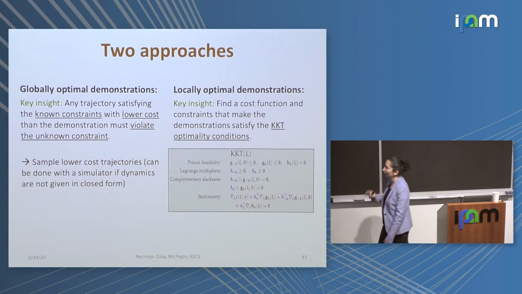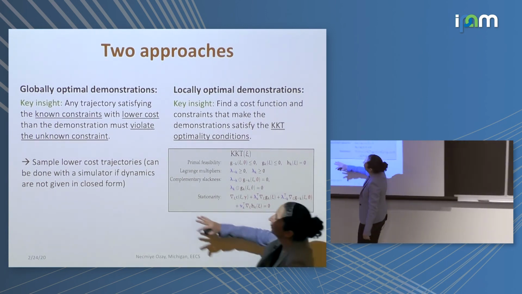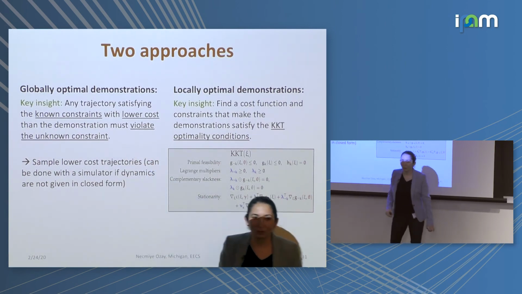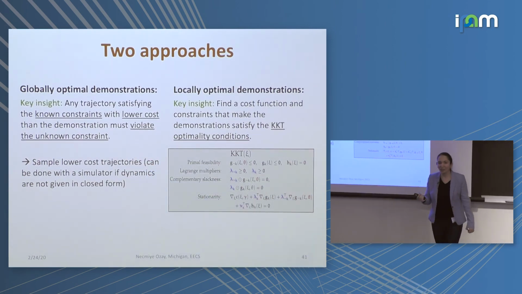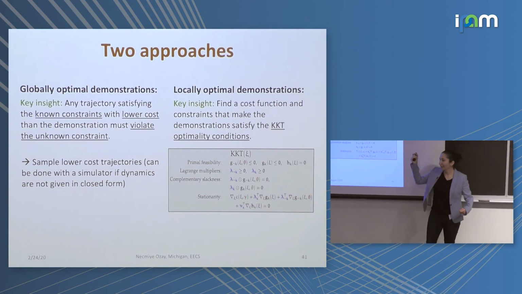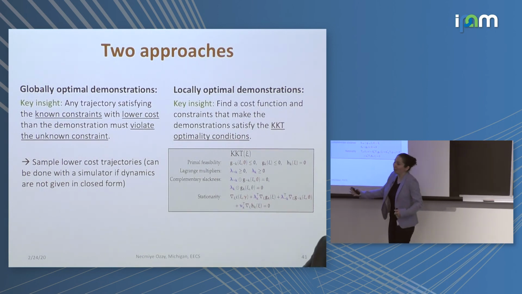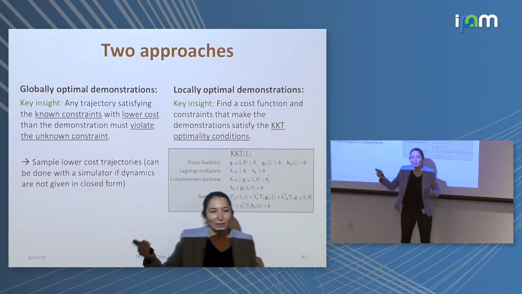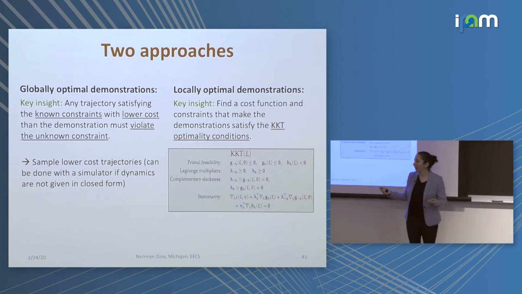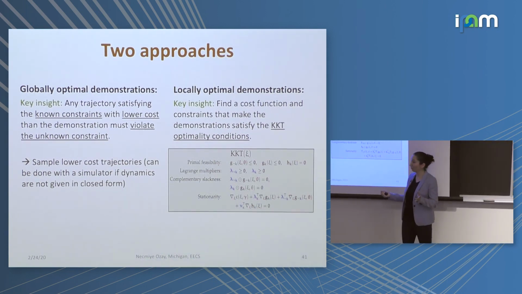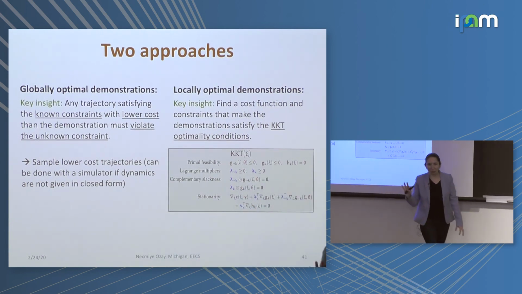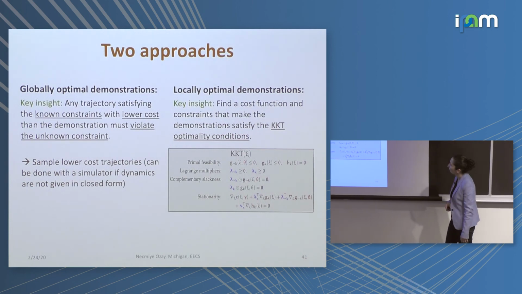So we have two different approaches for this. In one, if you have globally optimal solutions, one simple thing you can do is, if you can generate any trajectory that has lower cost, that satisfies everything that you know, that violates your constraints. So there's a very efficient way of generating negative examples using optimality. Then you can cast this almost like a classification problem.